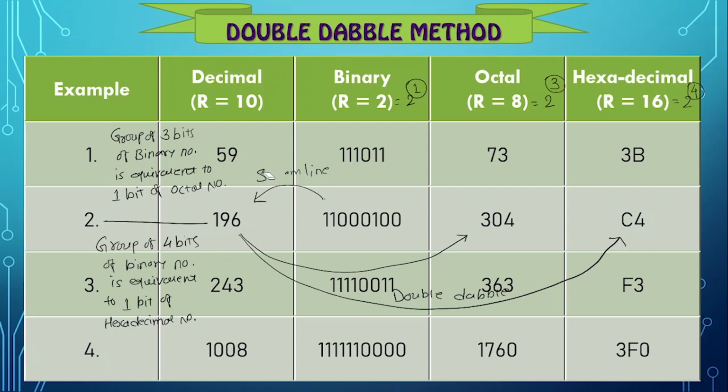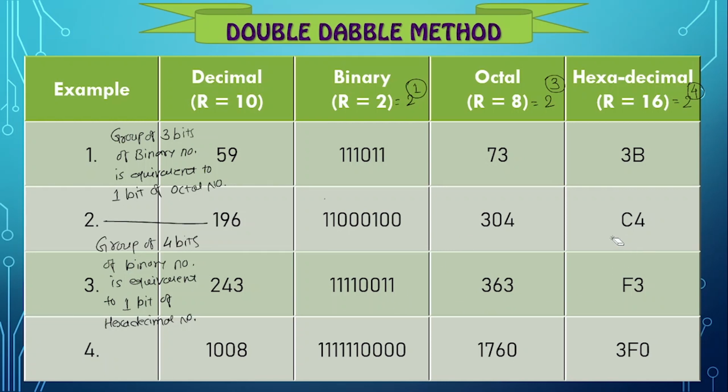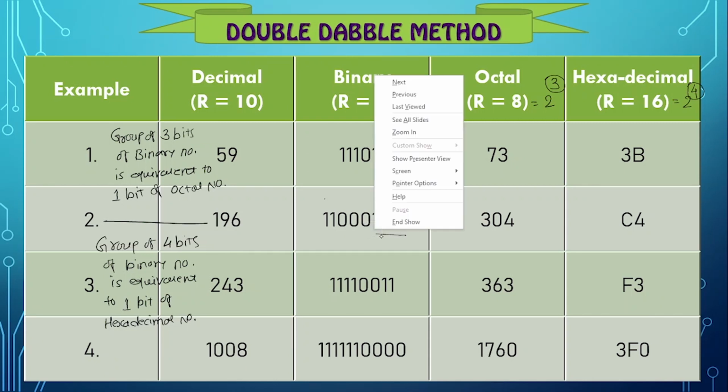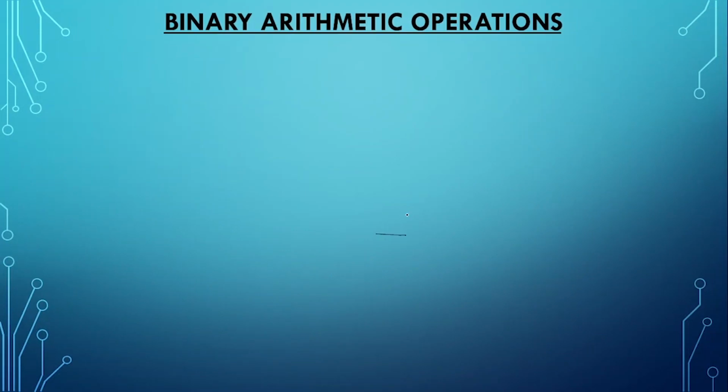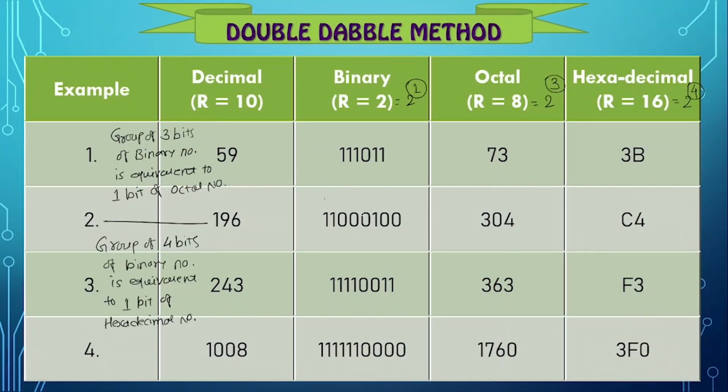But if you are aware of these two points, then your calculation will be very small and you can directly convert any binary number into octal. Here I have one binary number, 11000100. If I want to convert it into octal, I will make groups of 3 bits. Here 1 bit is missing, so I can add 0.